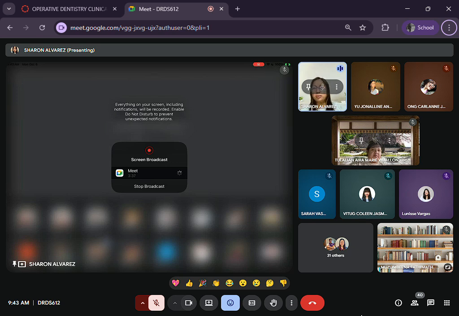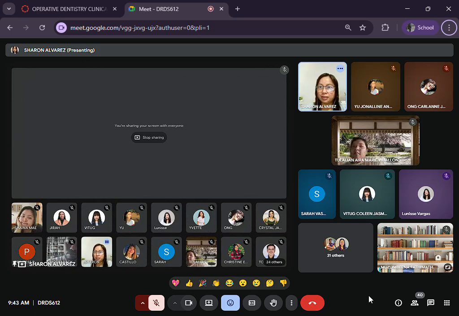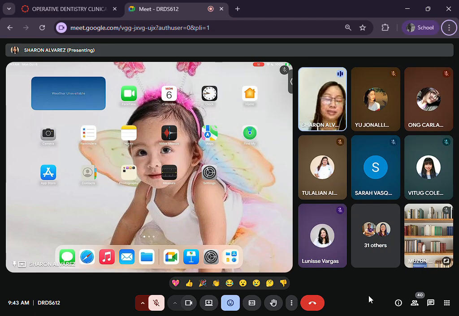Gold is not commonly used in practice. So this is the perfect time for us to revisit this topic, which is about the direct gold. As we know, we are not using this in our practice, right? But it's considered to be the gold standard among the restorative materials.